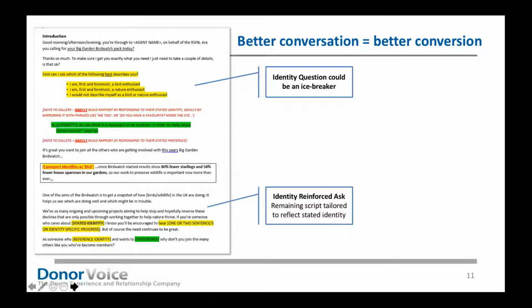So now when it was time for us to explain the benefits of the membership, like you will go to the reserves, for example, we framed that around their identity. You will go to the reserves to watch birds, or you can go to the reserves to admire and enjoy nature. And when we were talking about the impact on the cause, we also framed it around their identity. Your donation is going to help birds, or your donation is going to help nature in general. Just by doing that, we saw a lift in conversion by 15% and an increase in donor value by £10.